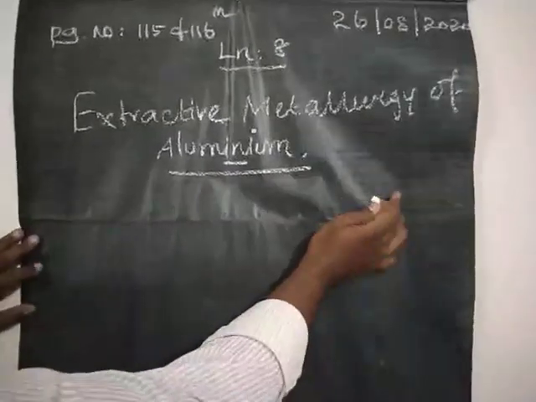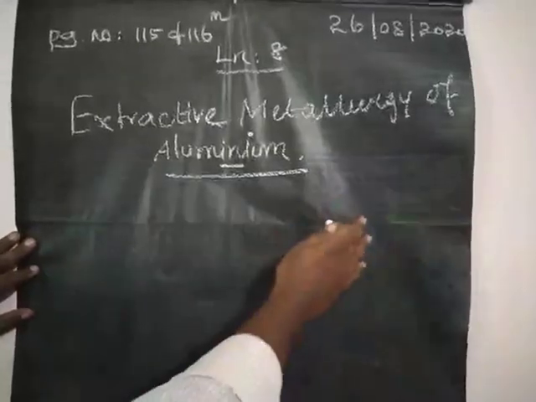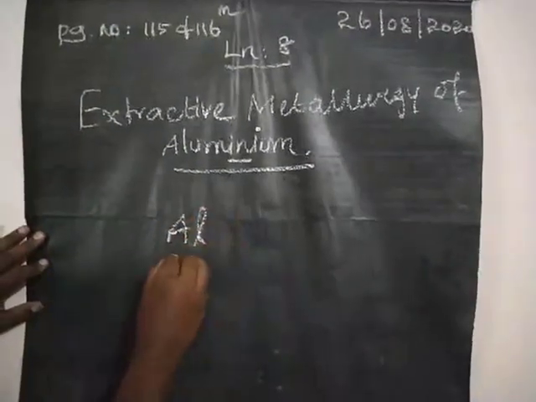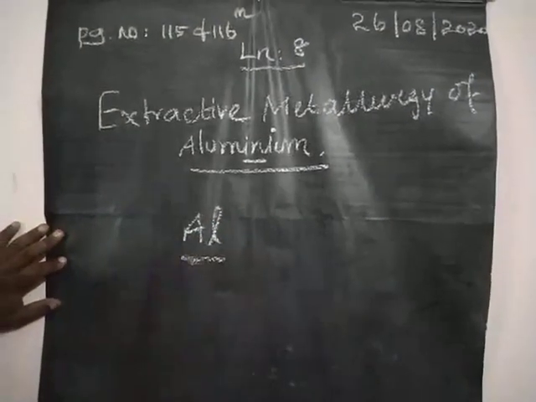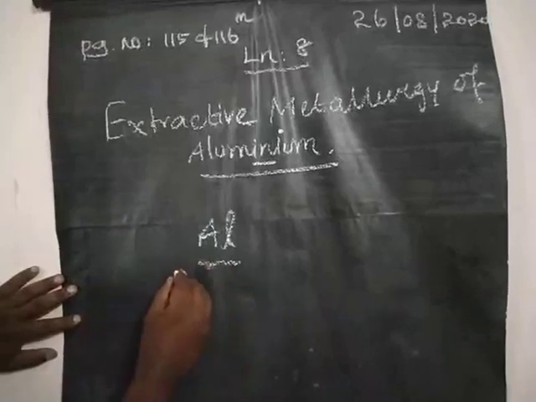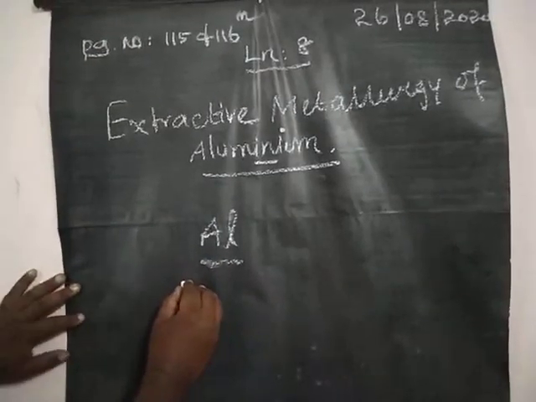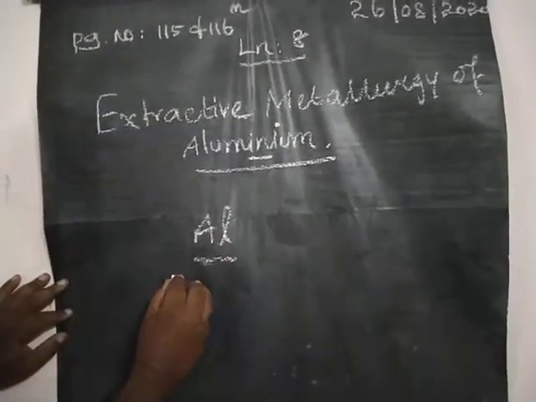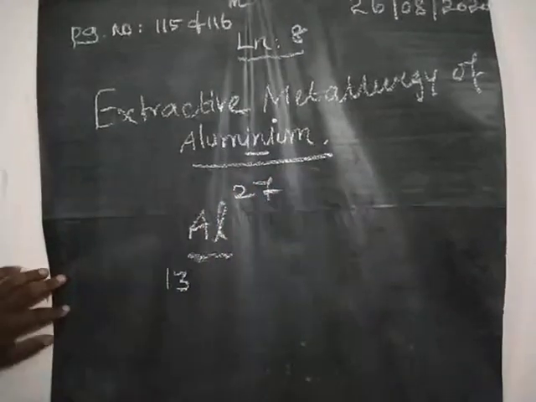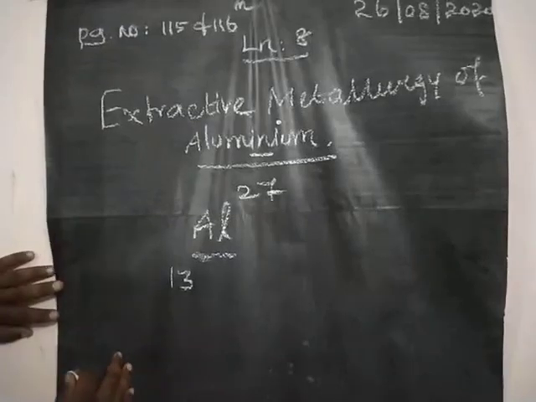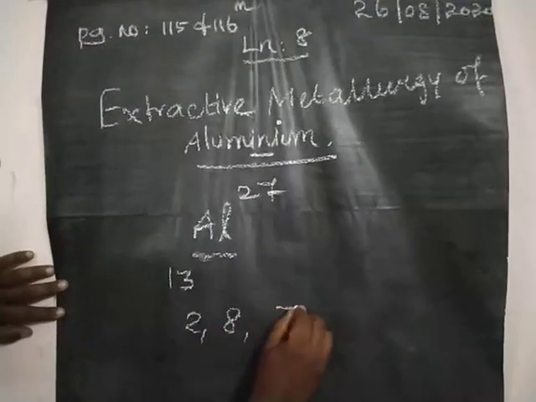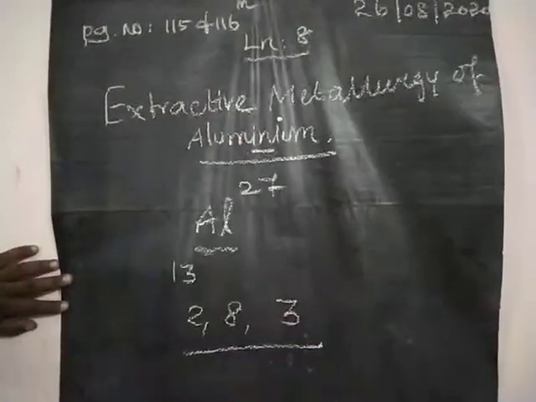So what is the symbol of aluminium? Al. First letter capital followed by small letter, already we know. What is the atomic number of aluminium? 13, and mass number 27. So how to write the electronic configuration? 2 8 3.